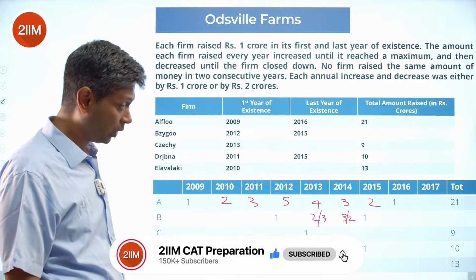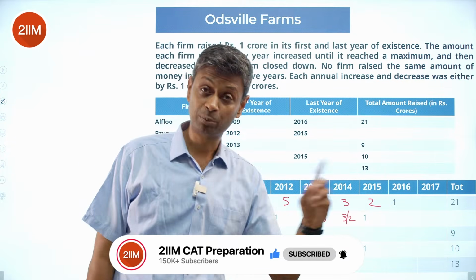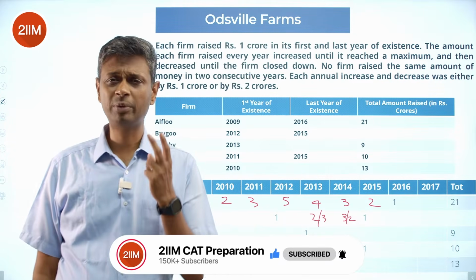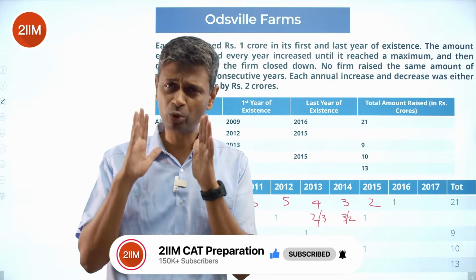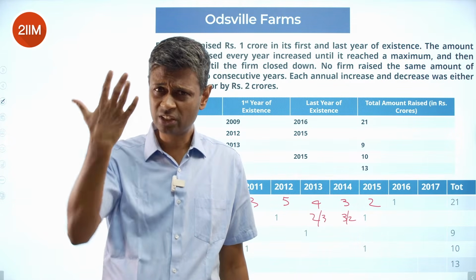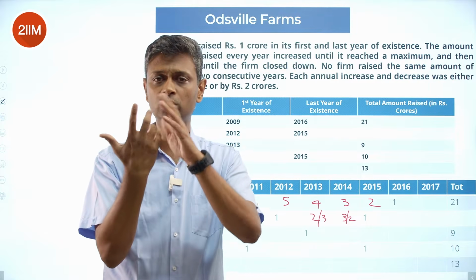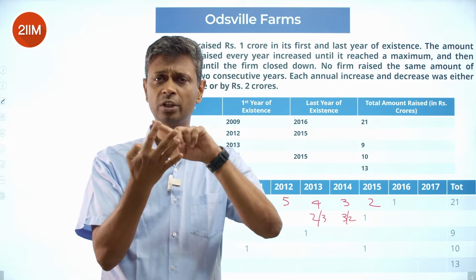C starts with 1, total adds up to 9. It cannot have been 2 years, it cannot have been 3 years. With 3 years, the only possibility is 1, 2, 3, 1 or 1, 3, 2, 1, adding up to 7 crores. With 5 years, the minimum total is 1, 2, 3, 2, 1.